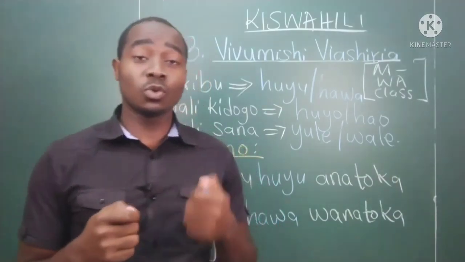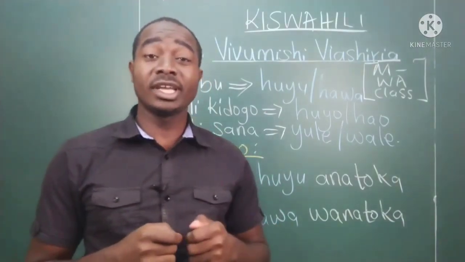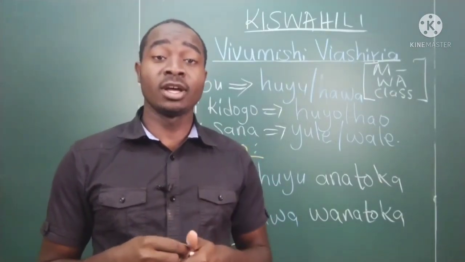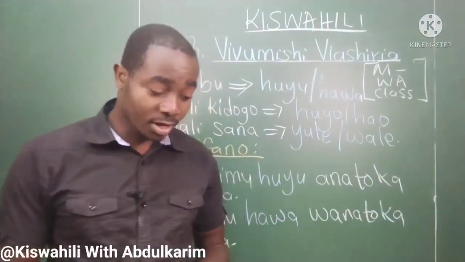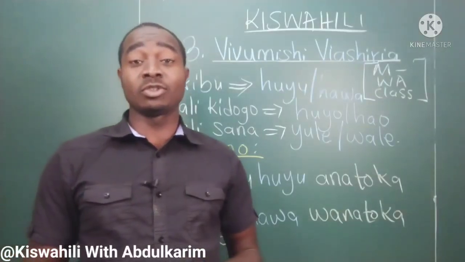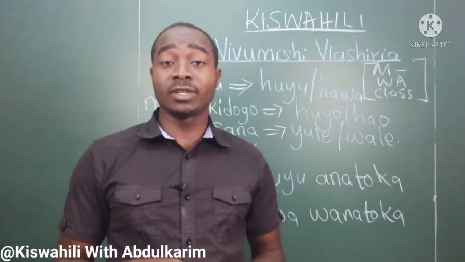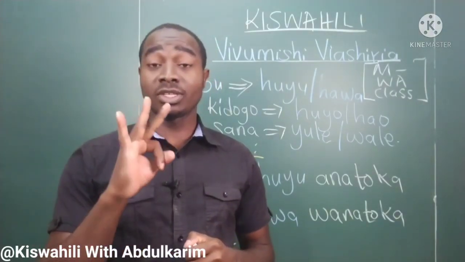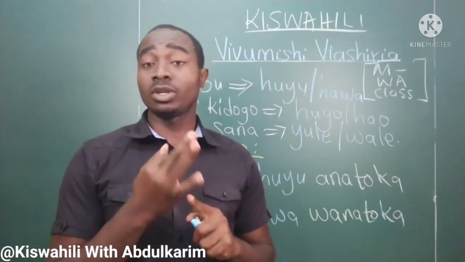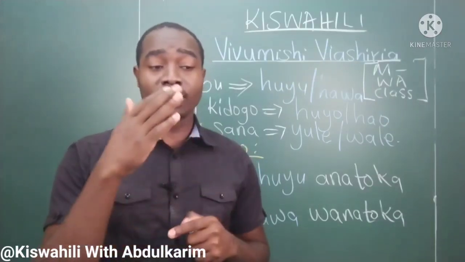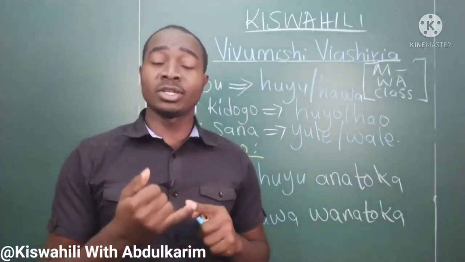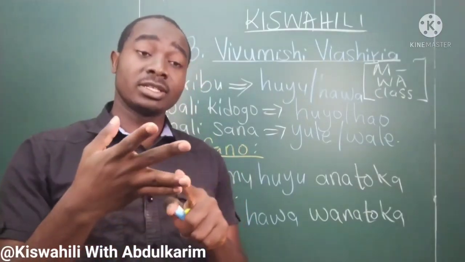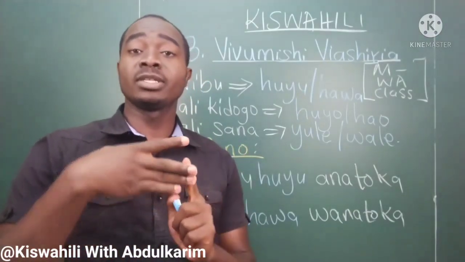Leo tunajifunza kuhusu vivumishi viashiria. Vivumishi viashiria. These are the demonstrative adjectives in Swahili, sawa? Demonstrative adjectives, they show where something is. And we have three categories in Swahili. In English, I think there are only two categories, this and that. But in Swahili, we have something that is near, something that is a little bit far, and something that is very far.